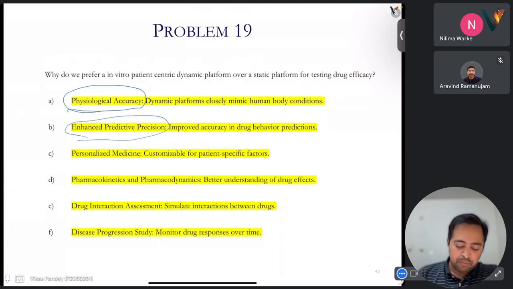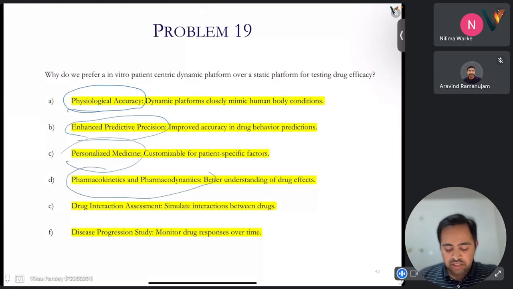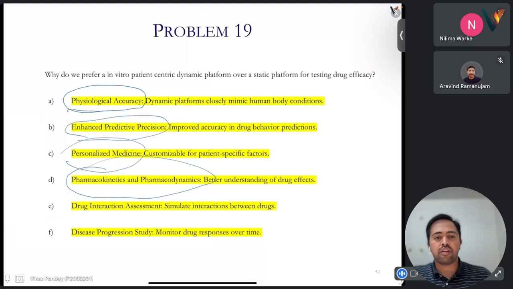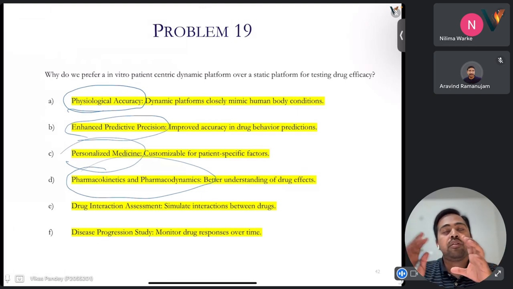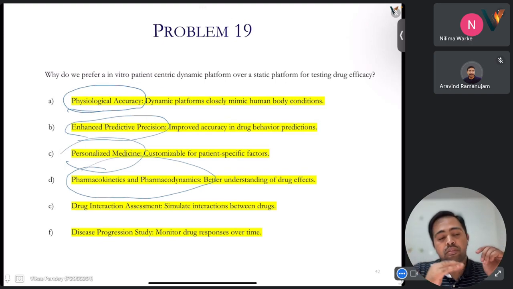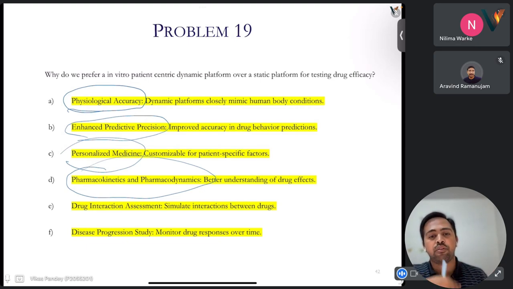And then personalized medicine is done, pharmacokinetics and pharmacodynamics, better understanding of drug effects, that is part of that only. Drug interaction assessment: how the drug will interact, sometimes when someone is already taking some specific drugs or medicines, what is the interaction between those. And disease progression study: without going into the body, outside only, we can see what the effect of this drug on the disease will be over a period of time. Fine.